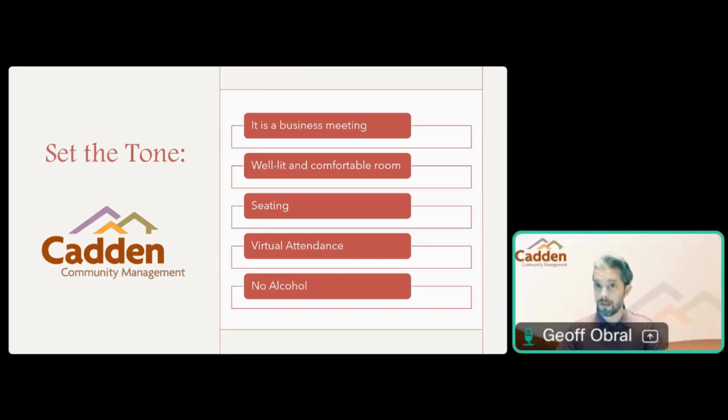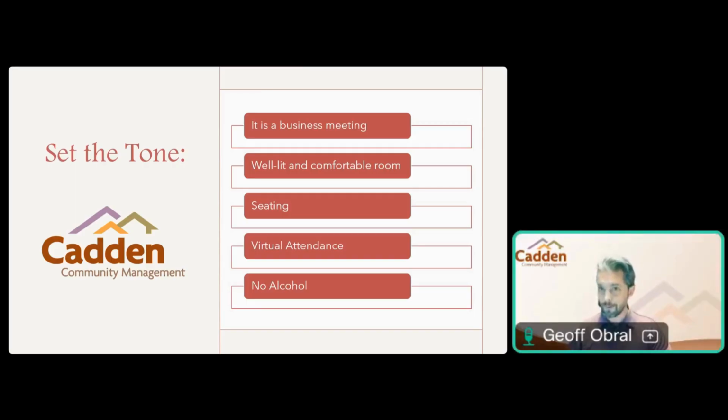Now, for a board meeting, I suggest that you set the room up a little bit differently. Try setting the room up with one big table in the center of the room with chairs all around it so that you as board members can sit around one table and really engage in conversation with each other. Again, this is your time to discuss issues and make decisions for your association.